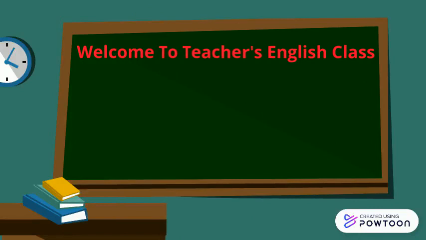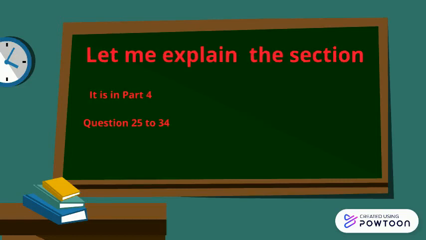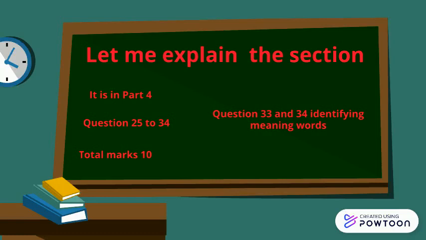Today we are going to look at the aspect called reading comprehension, an important component in your PT3 examination. Okay, so first thing is, let me explain the section. It is in part 4 of your reading paper. It's from question 25 to 34. The total marks allocated is 10 marks, and question 33 and 34 is about identifying meaning words.